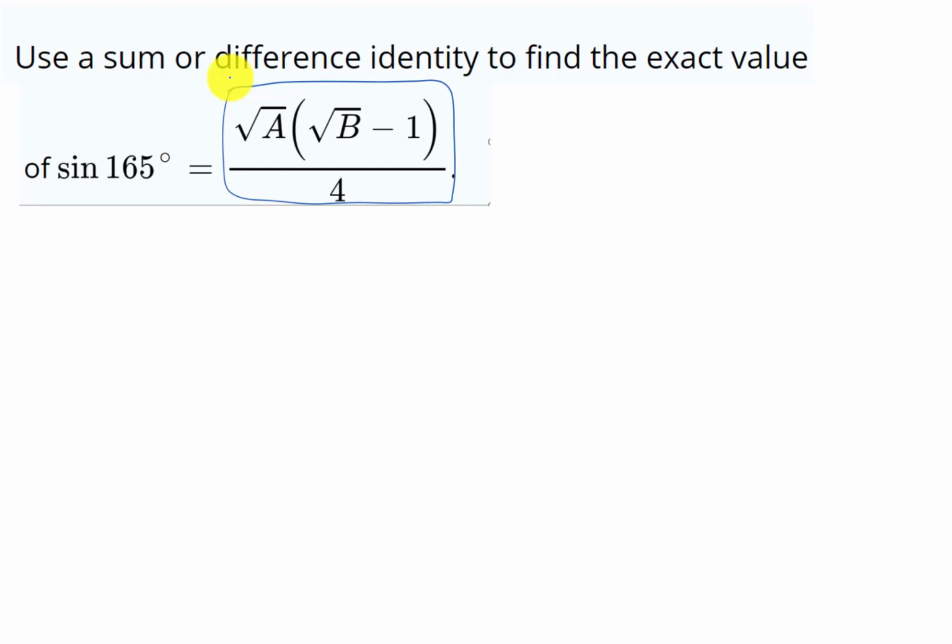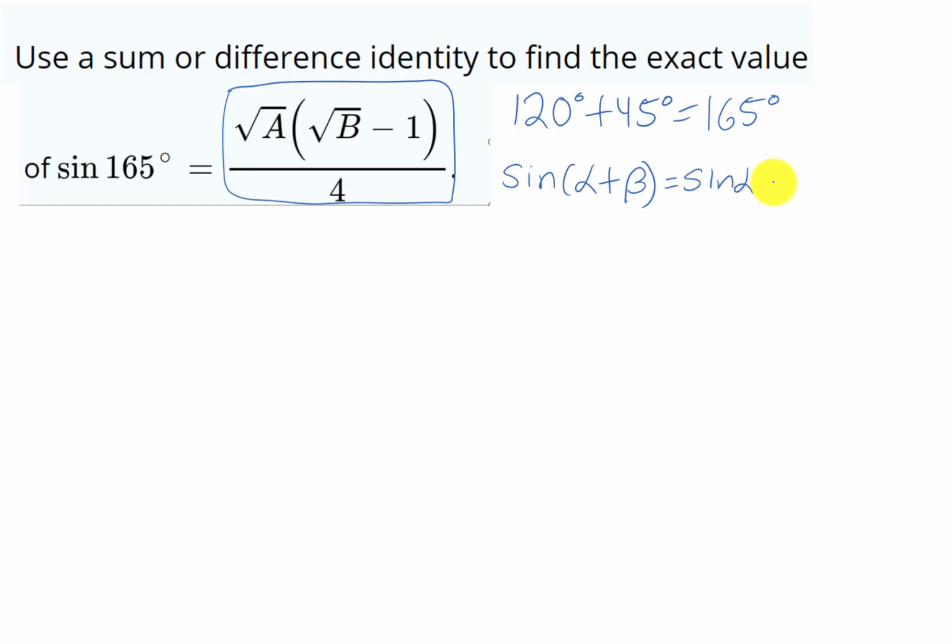All right, so I need to think of angles on the unit circle whose sum or difference would be 165. So I'm thinking 120 degrees plus 45 degrees equals 165 degrees. All right, so I'm going to think of the formula for the sum of two angles, wanting the sine of those: sine of alpha plus beta equals sine of the first angle cosine of the second angle plus cosine of the first angle, I'm out of room here, I'll put it below, sine of the second angle.